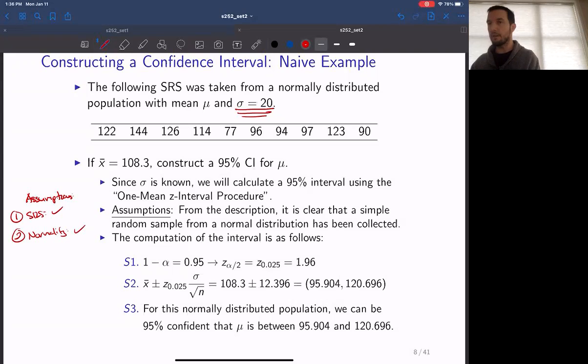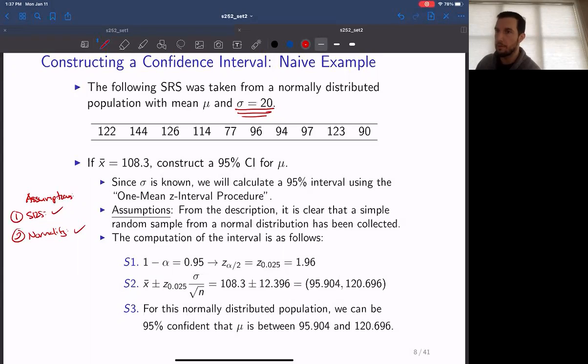So we have an SRS because we're told that we have an SRS, and we have a normally distributed population because we are told that we have a normally distributed population. So we can check off those two assumptions. We are asked to construct a 95% CI. So what we are asked for here is to find a Z-score that has alpha over 2 of the area in the upper tail of the curve.